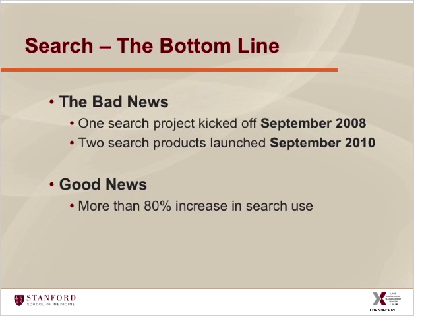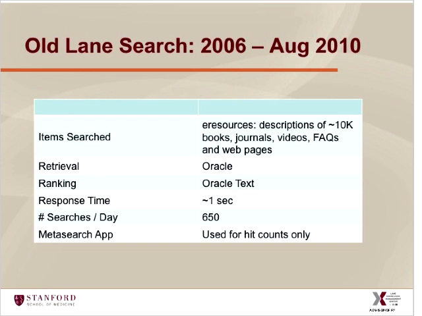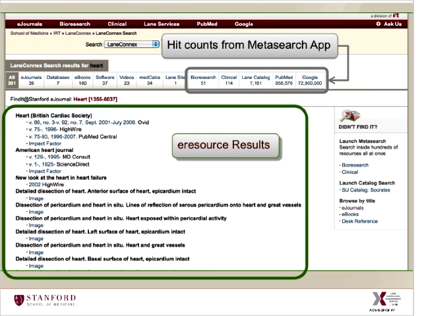You can see this is the bad news and the good news. The one search project kicked off in September 2008, and it finally launched with the whole site in September 2010. But the great news was that we had more than 80%, actually closer to 100% increase in the use of search within 45 days. I'm going to skip this detail. Well, here's a comparison. This is the old site.